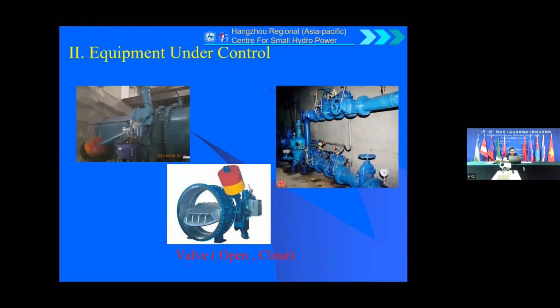In the power station, we can see many valves, including the main valve and valves for the cooling water, and so on. So valves are very common. We can see a lot of them in the power stations, and we need to control them automatically.